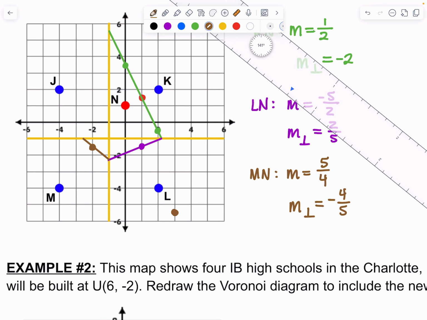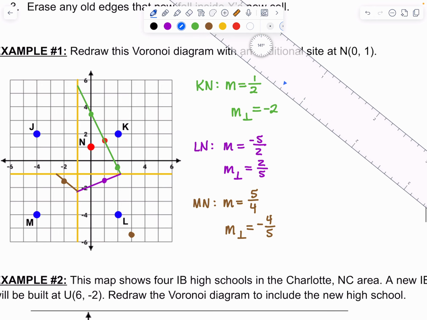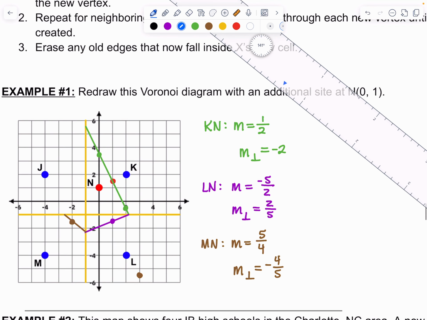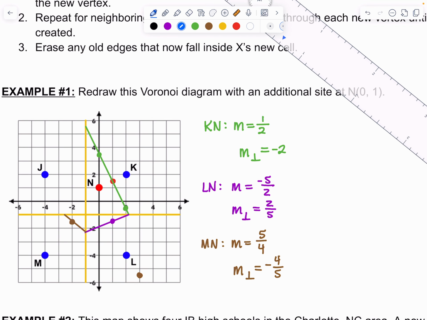And then last but not least, I need to draw the bisector between J and N, and that's going to put me at the midpoint, excuse me, of, and we're going between J and N.